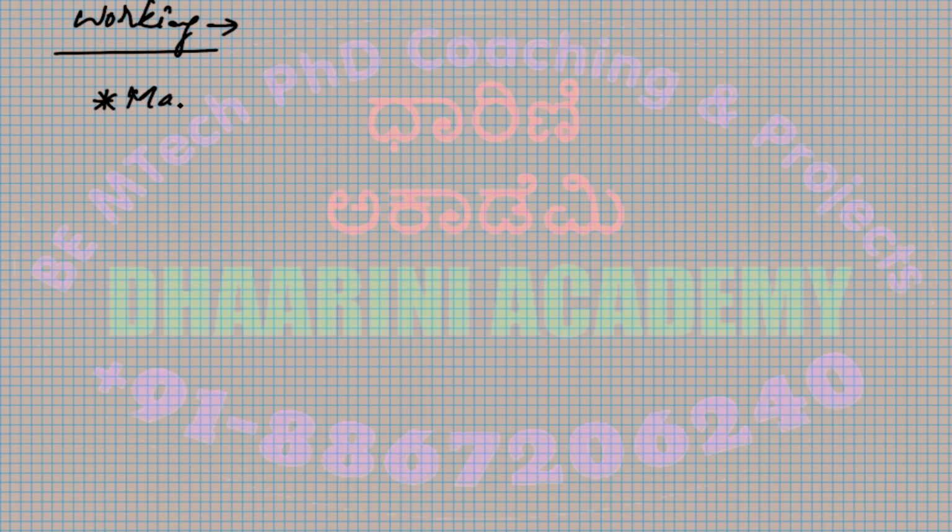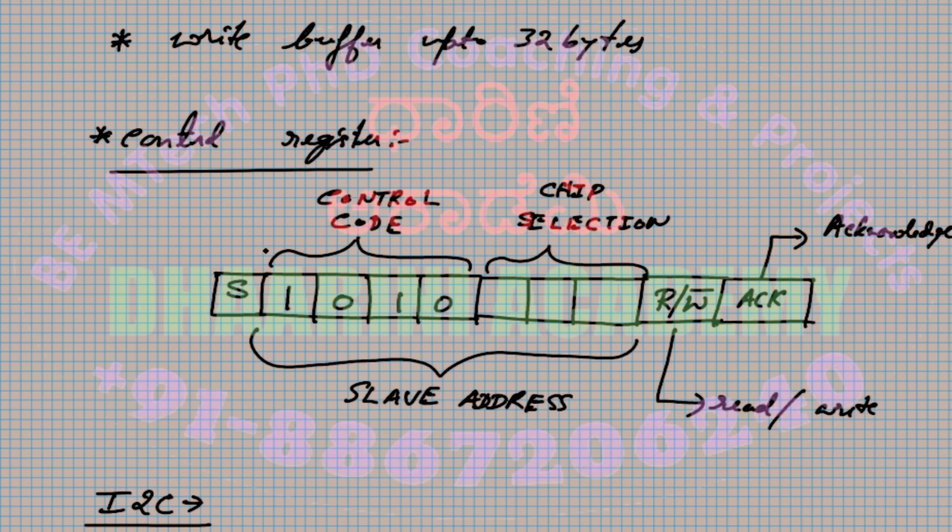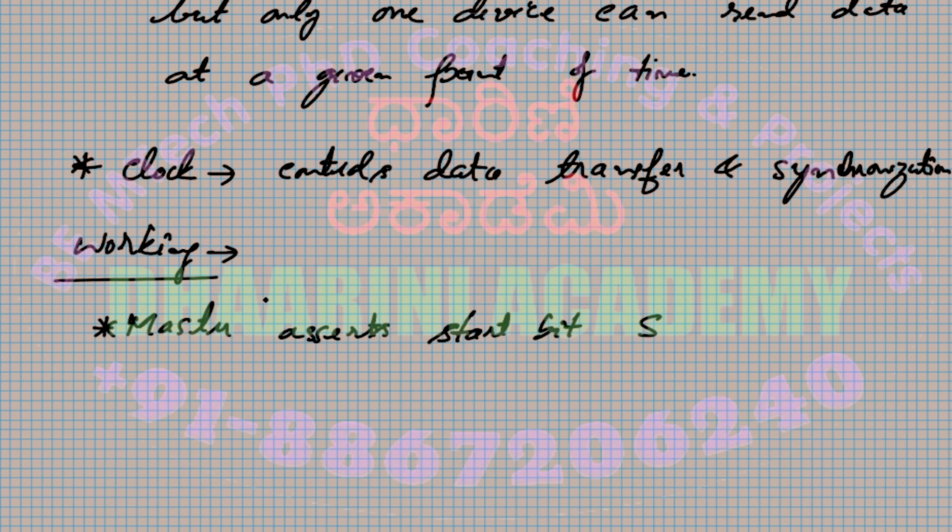So the master asserts the start bit. That is denoted as S in our architecture. If you look in our control register, you can see that. I didn't write it, so I'll just write this: S is the start. Okay, so now I am talking about the S. So whenever the master wants to start, the master asserts the start bit S.